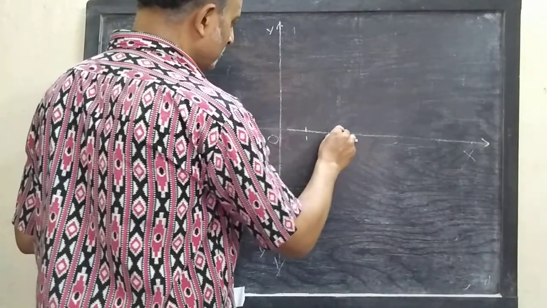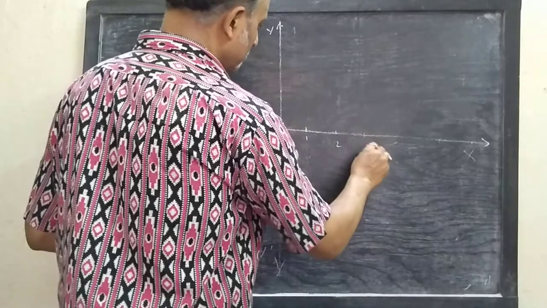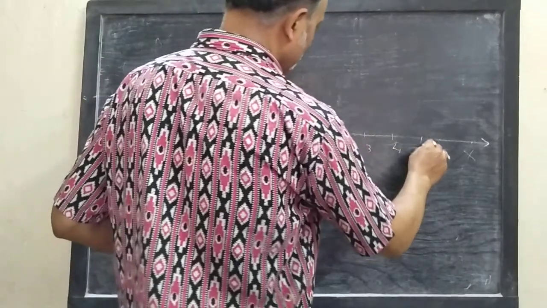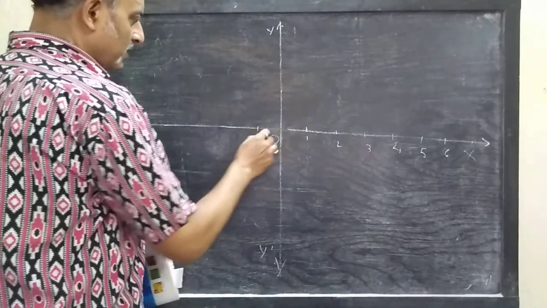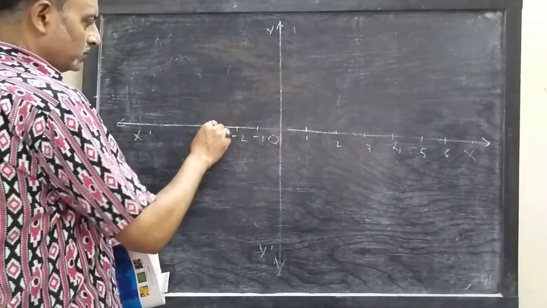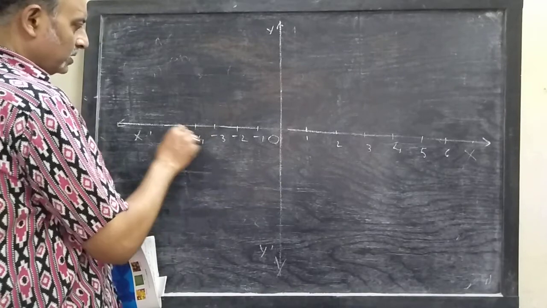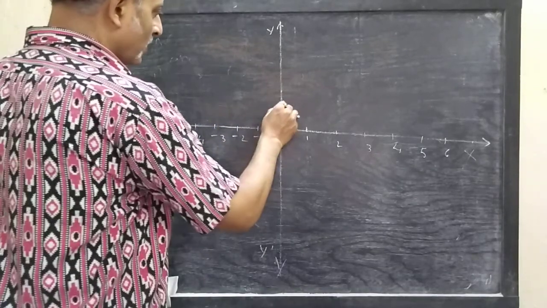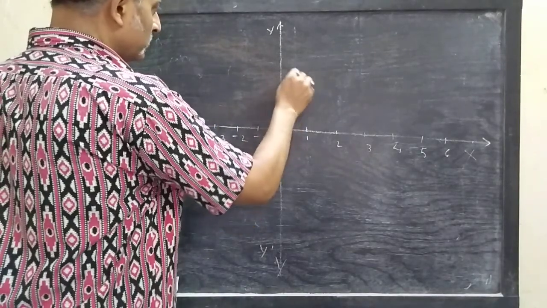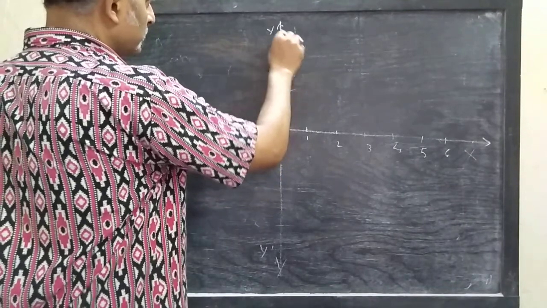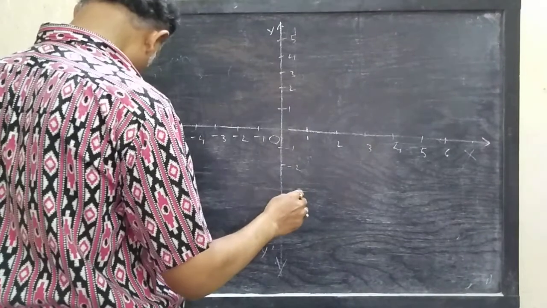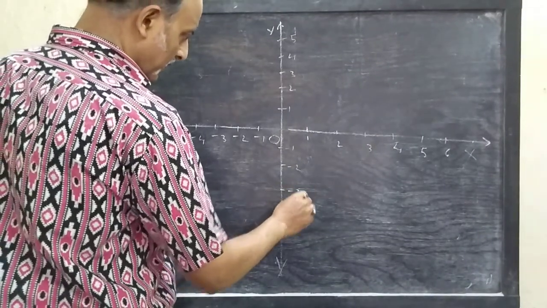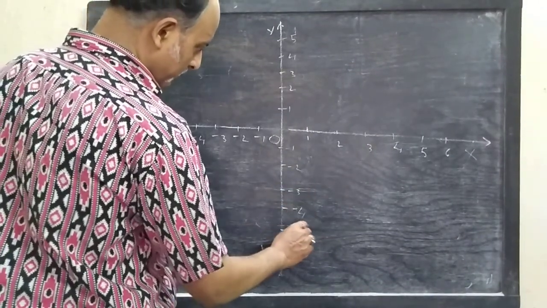Say this is 1, this is 2, this is 3, this is 4, this is 5, this is 6, this is minus 1, minus 2, minus 3, minus 4, minus 5. This is 1, this is 2, this is 3, this is 4, this is 5, minus 1, minus 2, minus 3, minus 4, minus 5.